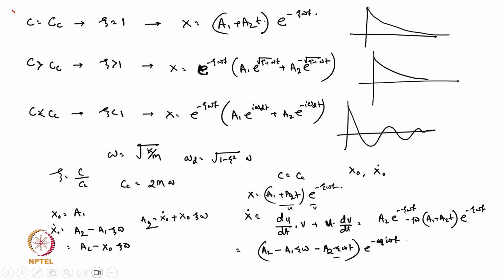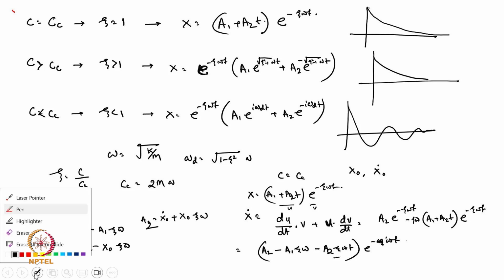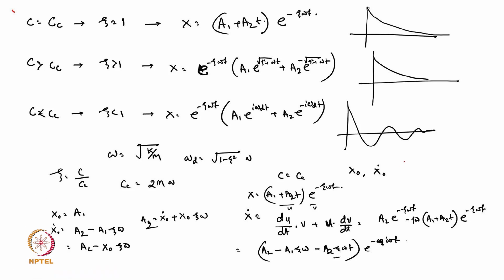Okay, so my entire solution should look like this. That is x equal to x0 plus x0 dot plus x0 xi omega into t, into e to the power of minus xi omega t.